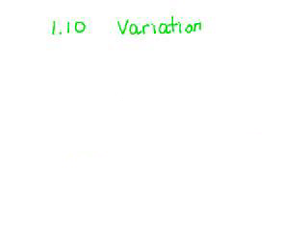Okay, so for section 1.10 in our books, we're going to take a look in the podcast at just variation. We have several different types of variation that we're going to look at. The first thing we're going to look at is direct variation.